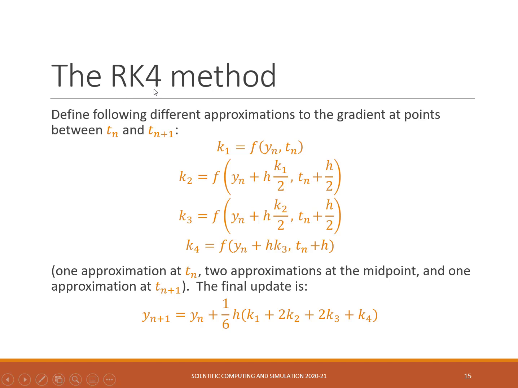To obtain y(t_{n+1}), the algorithm computes 4 Euler evaluations as formulated here. The final update is equal to the summation of the 4 intermediate solutions as presented in this equation. It can be proved that the error term is of order O(h^5).